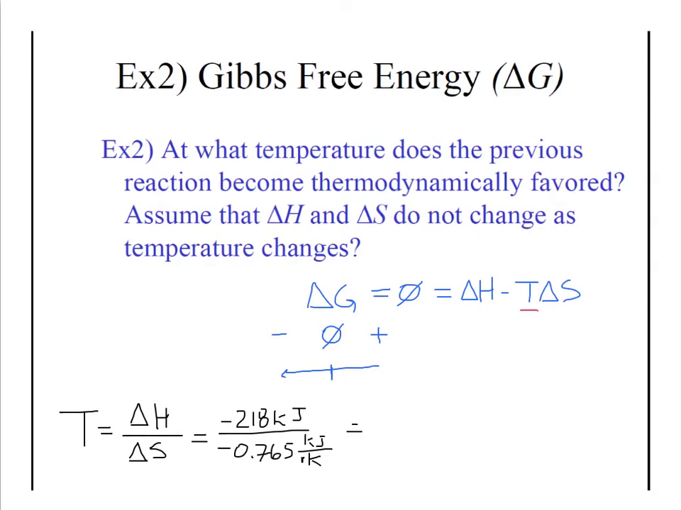And let's go ahead and cancel out units. We can see that kilojoules cancels out kilojoules, and hey, what do you know? We are left with Kelvin, which is temperature. It's a good sign. It means that the number we get, which is 285 Kelvin, would match up with temperature.